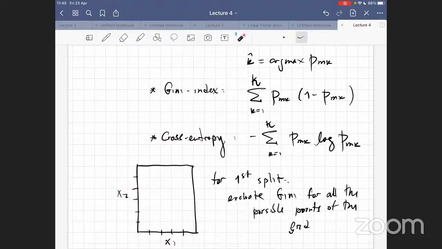Okay. Yeah, but visually, which will be the best?